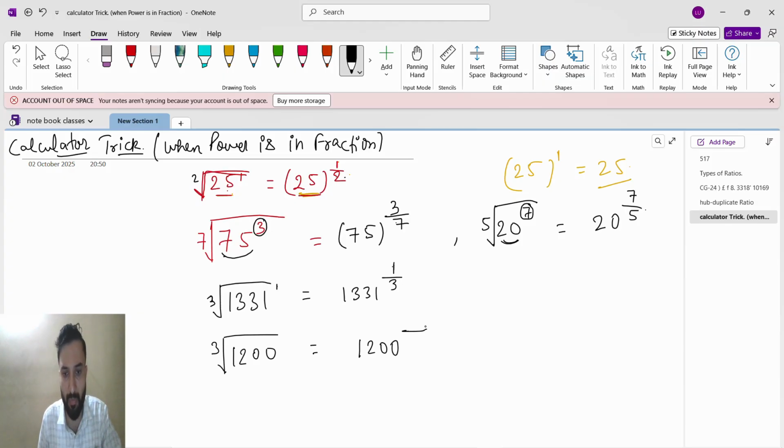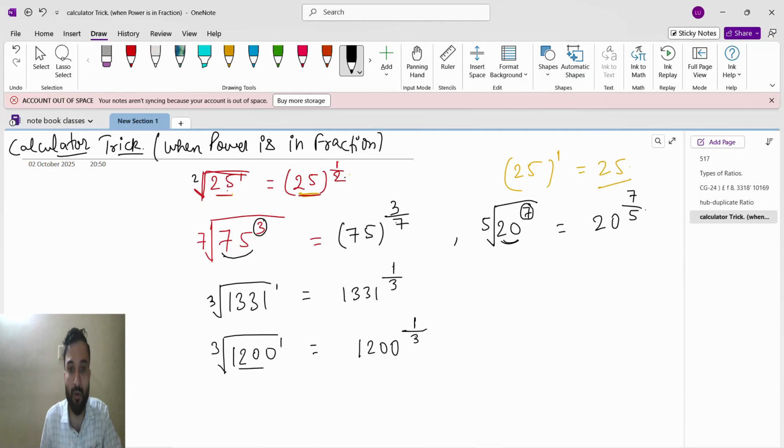Then in the power we have a numerator and denominator. In the numerator we have to write the power of this number. What is the power of this number? 1. So 1 by, in the denominator we have to write which root this is. Cube root means 3. Okay, yes sir.